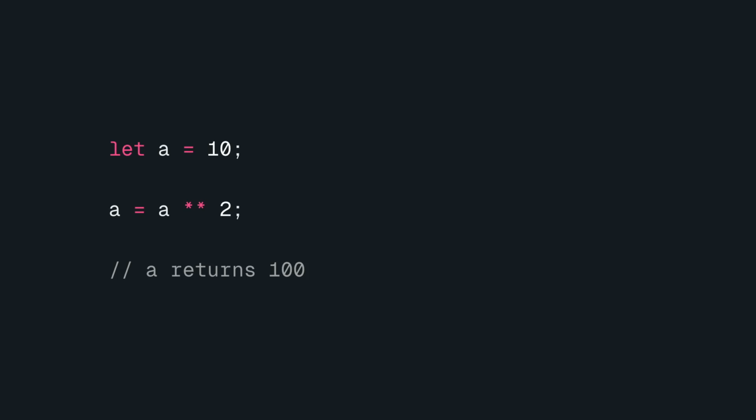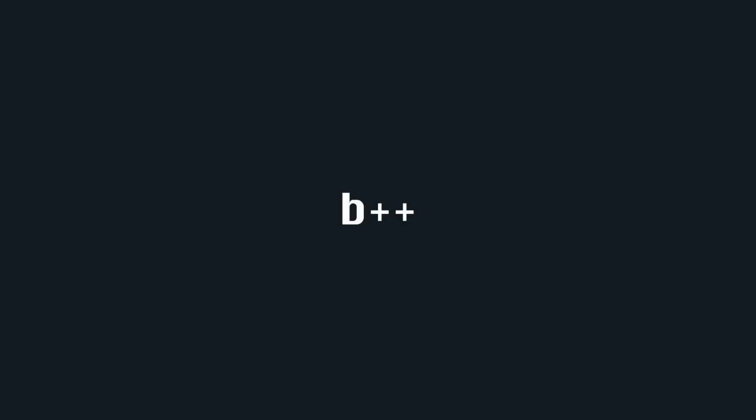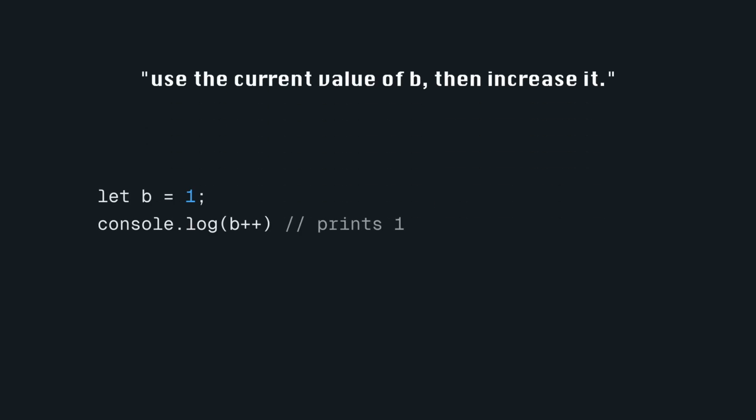The double asterisk operator is for exponentiation. So in this case, a to the power of 2. These increment the value of b by 1. But when that change happens matters. b++ is called the post-increment operator. It means use the current value of b, then increase it. So if b is 1, console.log(b++) prints 1, and then b becomes 2.